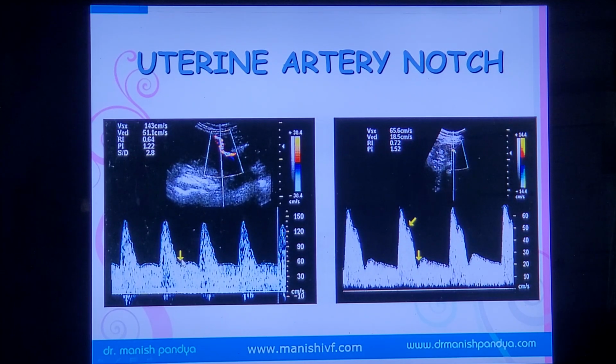There is a notch here. There is a notch here. So there is a diastolic notch as well as a systolic notch. This patient has much more compromise compared to this one. There is only a diastolic notch, which is a little bit deep, but there is a diastolic notch as well as a systolic notch.